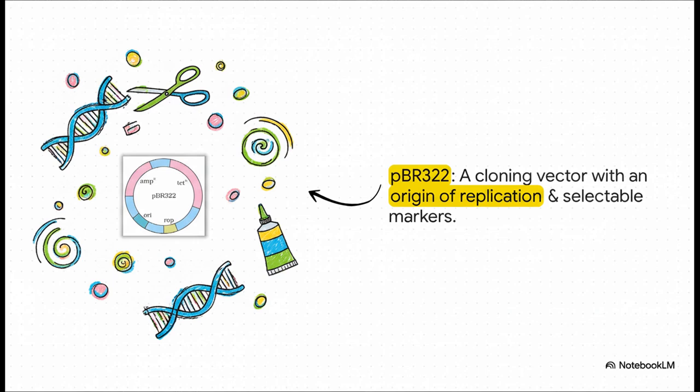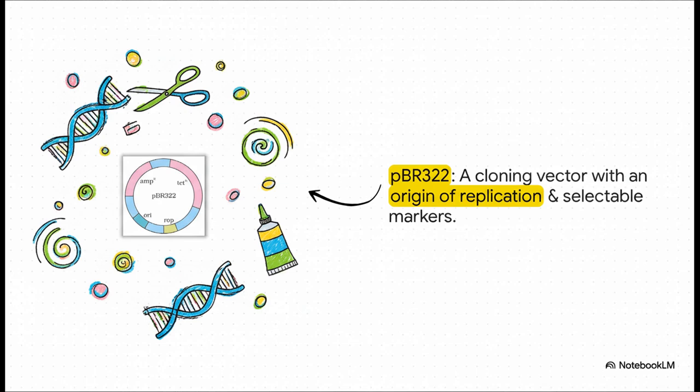These are usually plasmids, which are just small circles of DNA that bacteria have. Now, for your exams, you absolutely must remember this famous one, PBR 322. See the diagram? It has some really important features. ORI is the origin of replication.